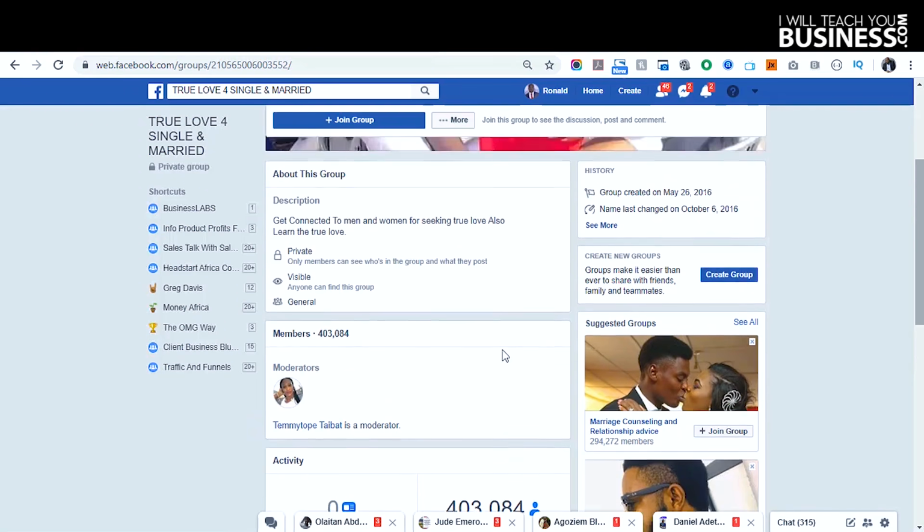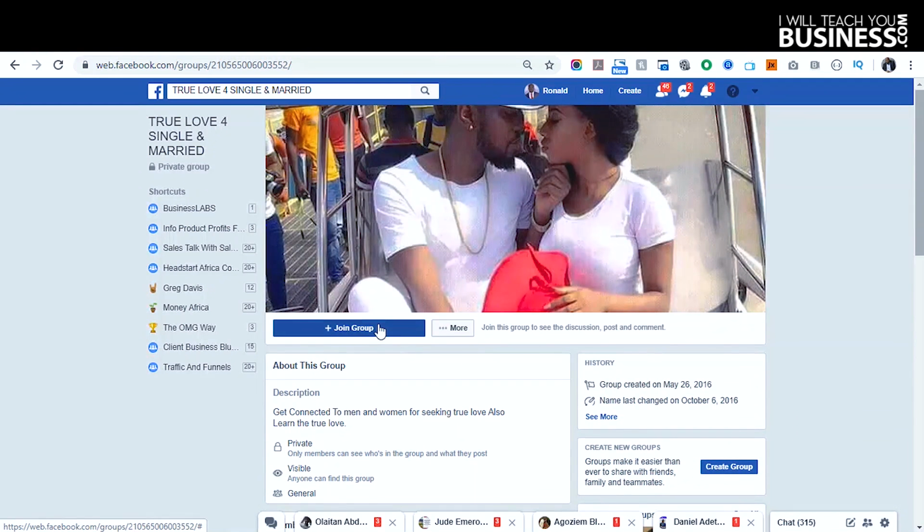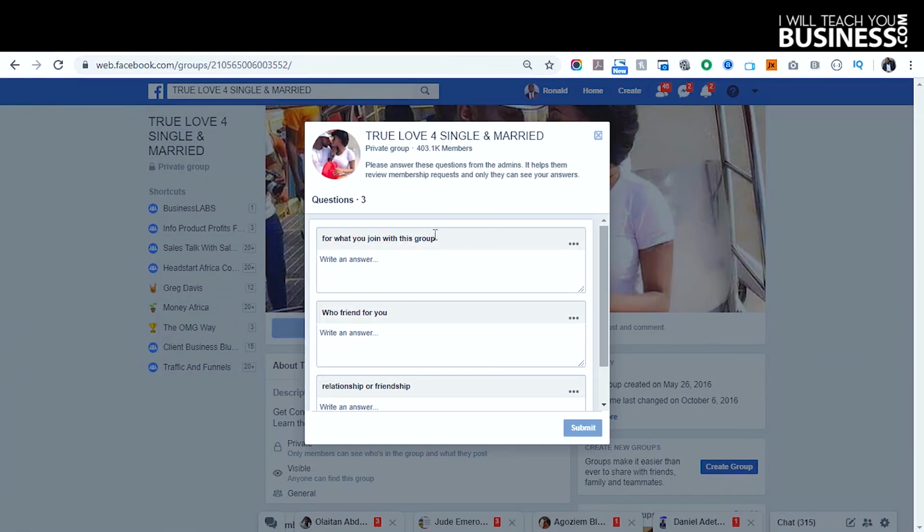So this group has 403,000 members and it's private, so you have to join, right? So you have to click on join group, and sometimes the group admins have questions that you need to answer to be able to join the groups. So for example, the one we're looking at, True Love for Single and Married, you can see the questions. So there are 3 questions. You're supposed to answer them and submit. When you do that, the admin is going to look at your answers, and if they think you are a right fit for the group membership, they are going to approve you, and then you will be in the group.